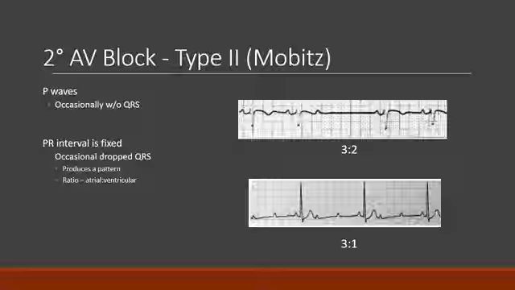And then we can look at the ratio between the atrial depolarizations, i.e. the P waves, and then the ventricular response that we see, the number of QRS complexes. And we can kind of look at the different ratios. So up above, we can see that we have a 3-to-2 ratio of atrial to ventricular depolarizations. Down below, you can see it's a 3-to-1 ratio.